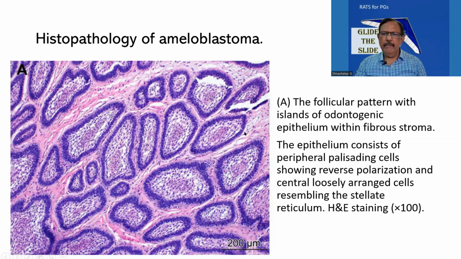It appears like multiple follicles of odontogenic epithelium. There is a fibrous stroma supporting it. And inside, there is the stellate reticulum that I can see. The epithelium consists of parallel epithelium or palisading cells. And they will show a reverse polarity, which I had mentioned earlier in an ependymoma also.